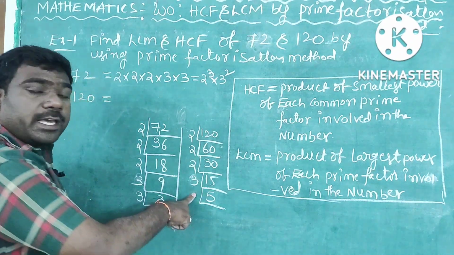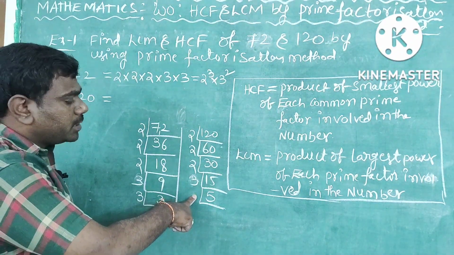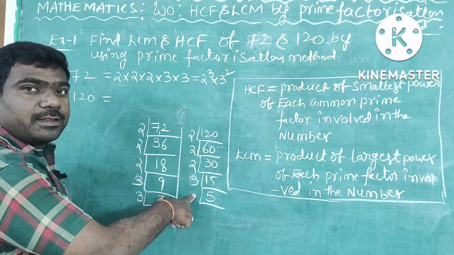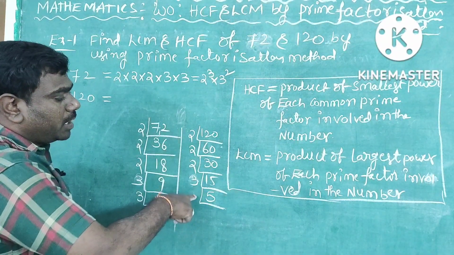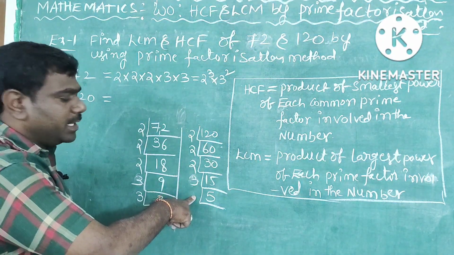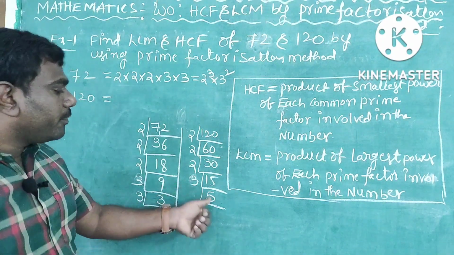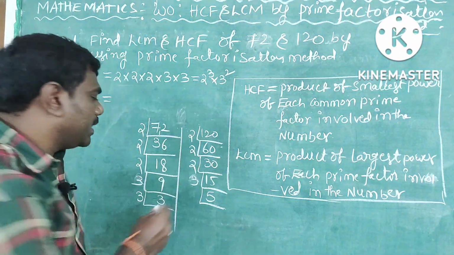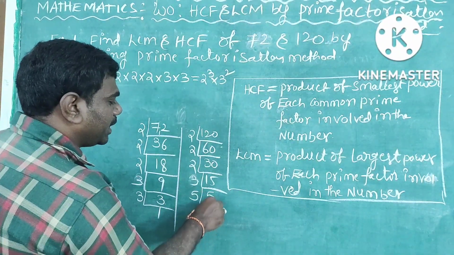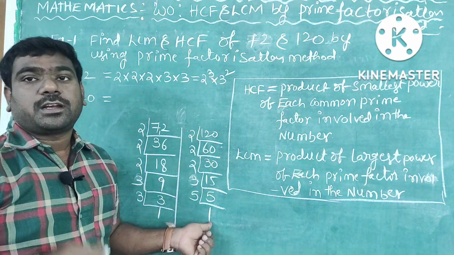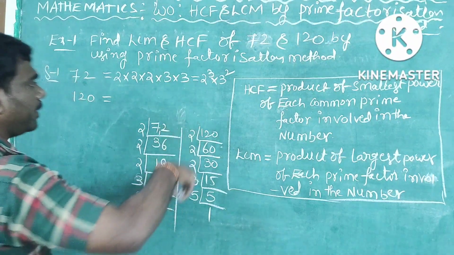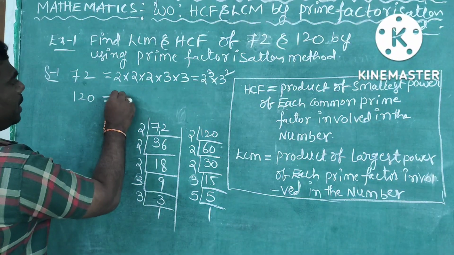Now again take the smallest prime number. What is it, 2 or 3? Don't take 2 or 3. The reason: 5 is not divisible by 2 and 3. That's why the next prime number, that is 5 only. So at last we reached 1. Now stop the process. Write all these factors in the form of a product.